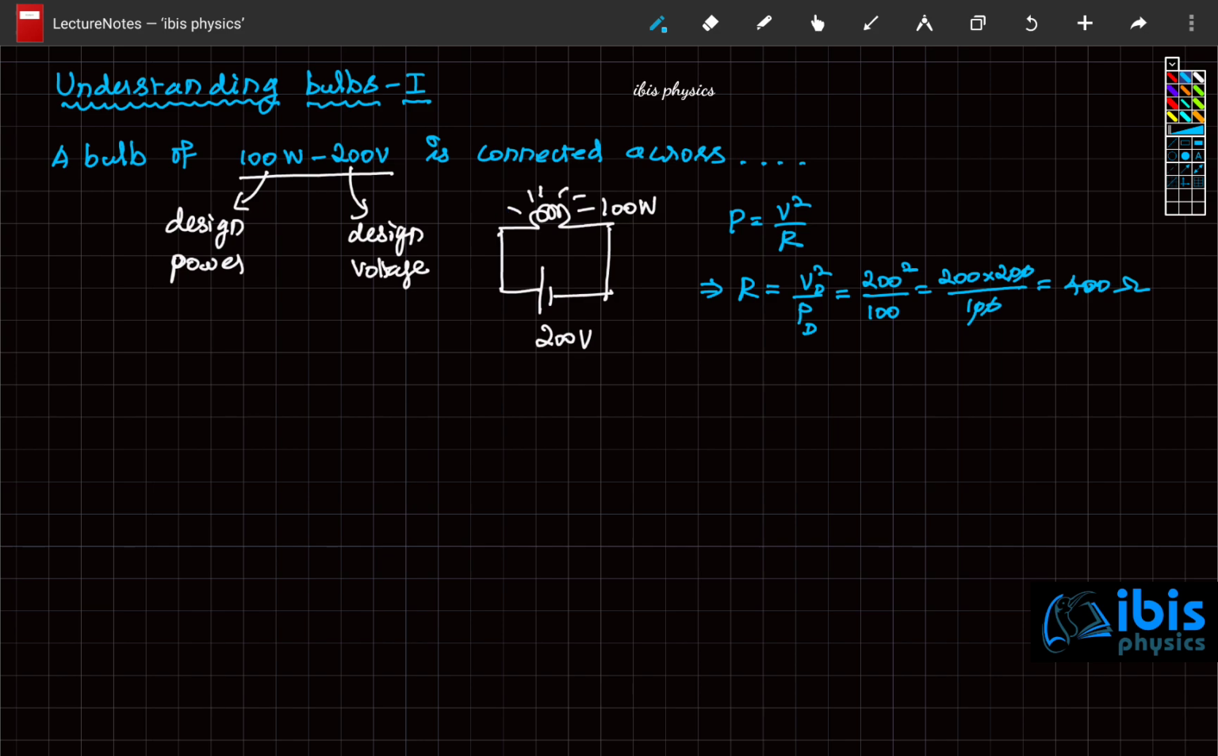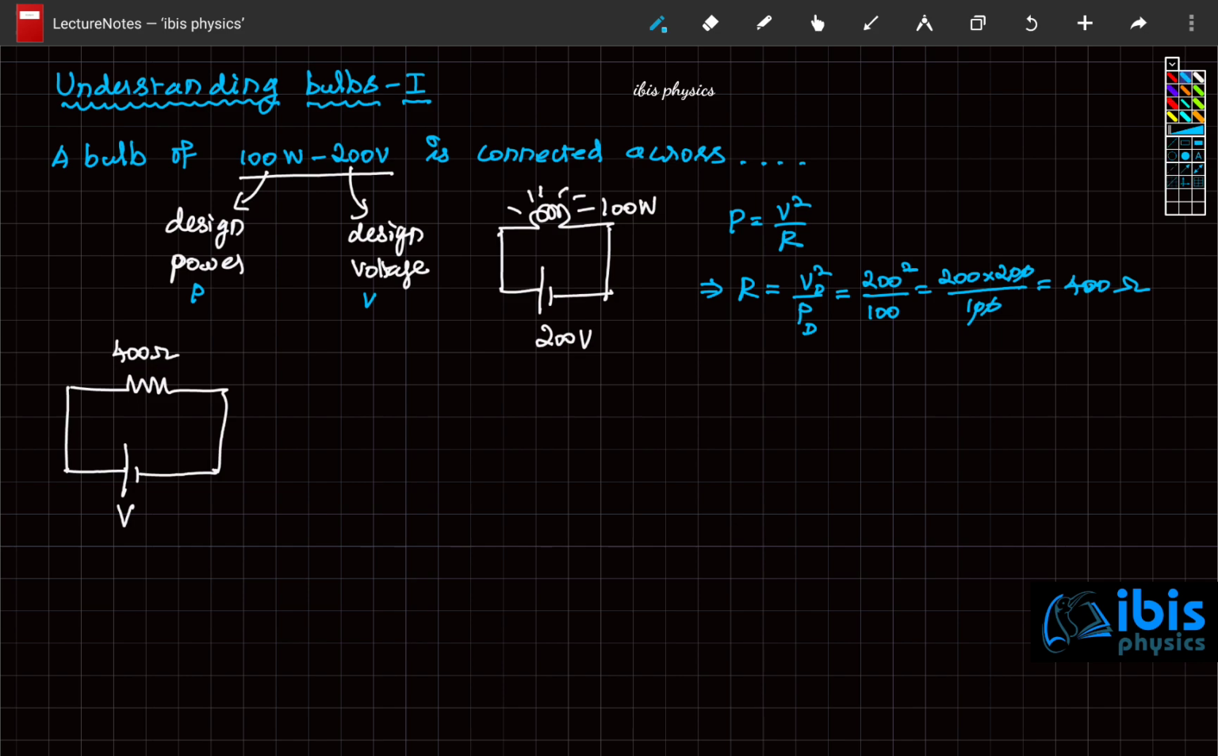So this means that if you have the design power and design voltage, then you can calculate the resistance of the bulb. This is the most important thing. So when you connect this bulb across any voltage, it is equivalent to connecting a 400 ohm resistor. This is what they are indirectly giving.